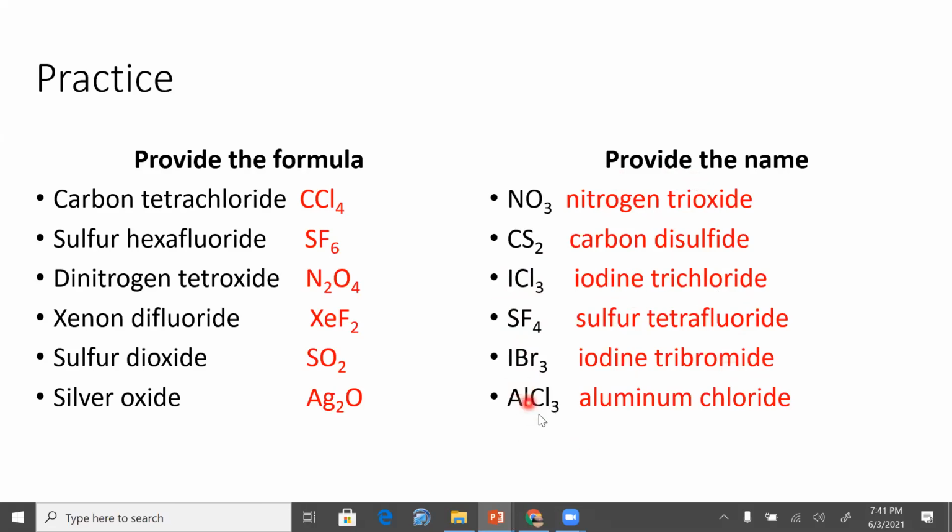Now, this one here, aluminum is a metal, and chlorine is a nonmetal. This is not a covalent molecule. This is ionic. So we're not going to use prefixes when we name ionic compounds. So you might want, if you wrote these all down, to circle this last one here and this last one here. They are not the same as the ones up on top.